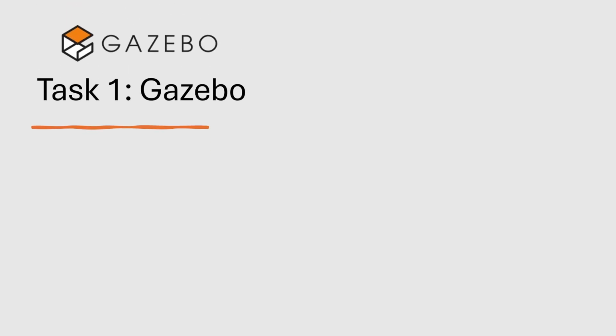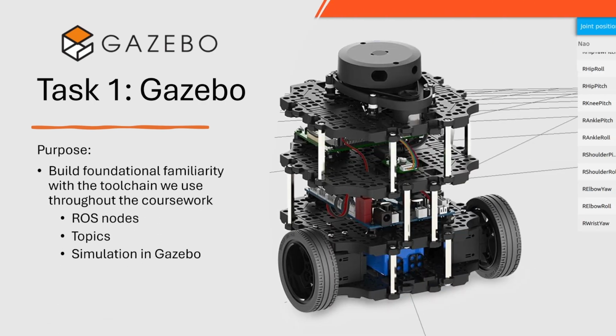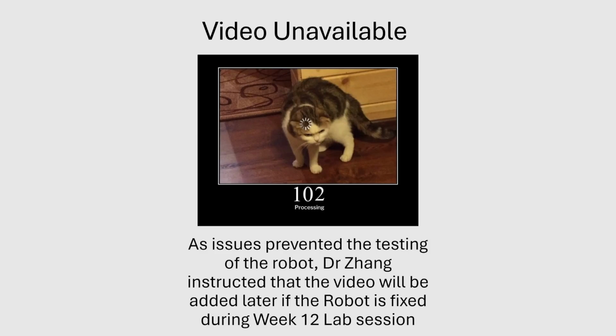I will begin with Task 1, launching the Turtlebot 3 burger in the Gazebo simulator and controlling it through keyboard teleoperation. The purpose of this task is to build foundational familiarity with the toolchain we use throughout the coursework, namely ROS nodes, topics, and simulation in Gazebo. We first configure the Turtlebot 3 model type, then open the simulation environment, which loads a realistic physics engine, a model of the Turtlebot, and the sensors mounted on it.